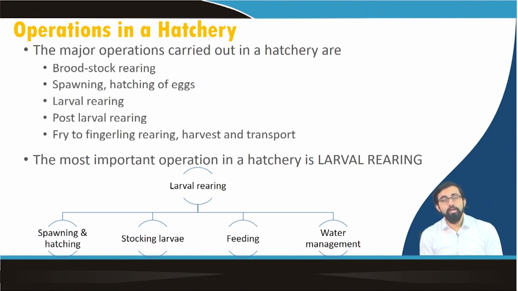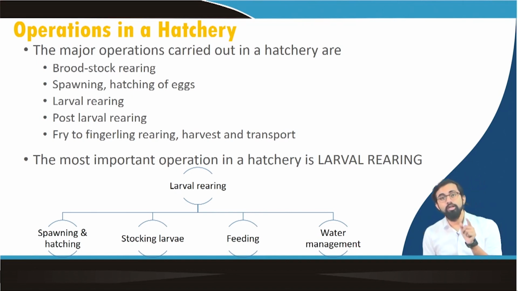The major operations carried out in a hatchery, as we already discussed, start with broodstock rearing. You collect the broodstock that are in perfect shape, with a desirable body mass index and structural integrity. We collect those broodstock and rear them in the inner pond. This is called broodstock rearing. Then once they come to the spawning stage, we put them in a proper spawning container. We have proper arrangements for the spawning activity to take place, so that the eggs will start hatching after a day or two, depending upon the aquatic species we are culturing. Then it goes for larval rearing, then post-larval, and once it reaches the fingerling stage, we harvest and transport it into the grow out ponds, right?